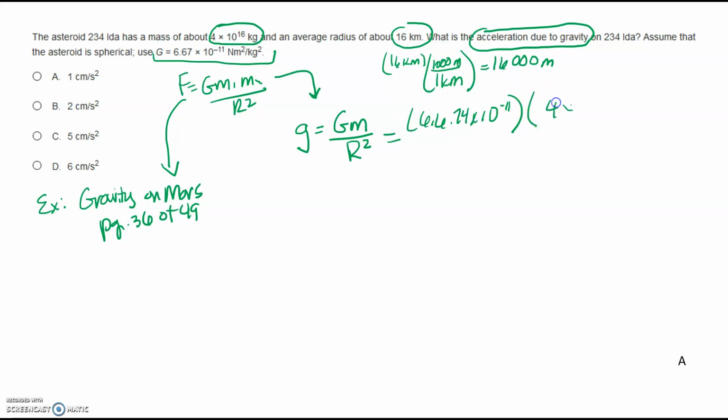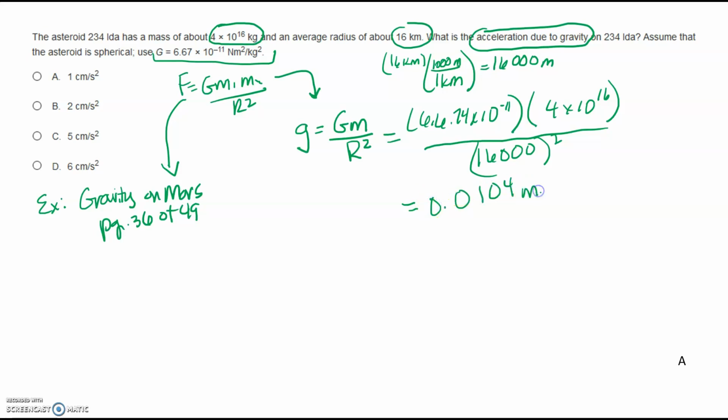Times mass, which is 4 times 10 to the 16th kilograms, over 16,000 squared, which gives me 0.0104 meters per second squared.